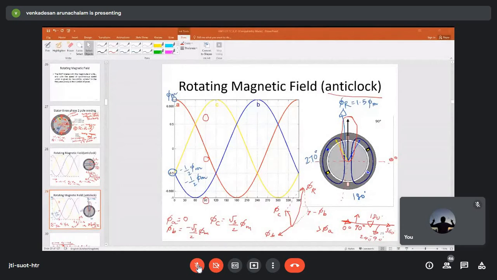Okay, then I will share the slide. I have animation. At every angle, your resultant is rotating, so I have the animation. Now also it is not coming. Okay, then while sharing the slide, you can feel that. Okay.